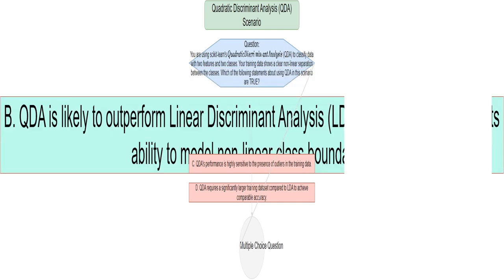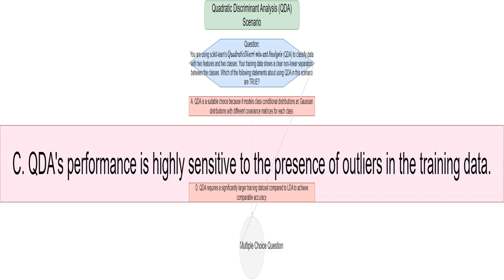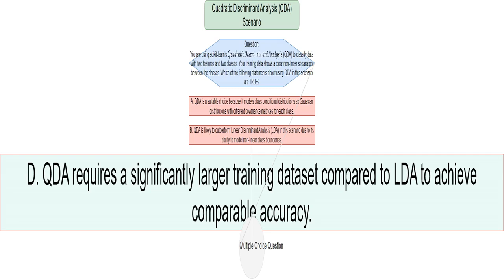Statement B claims that QDA likely does better than LDA because QDA handles curved separation boundaries. I agree. LDA assumes linear, straight-line boundaries which may not work well for nonlinear data like this. Statement C warns that QDA is quite sensitive to outliers. This makes sense. If I have some data points that are far from the norm, QDA's calculation of the Gaussian distribution spread will be greatly affected. Statement D suggests QDA needs more data than LDA to achieve similar accuracy. I agree. QDA estimates more parameters, those different covariance matrices. More parameters need more data for reliable estimation.